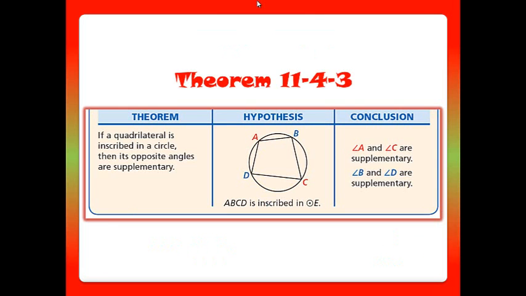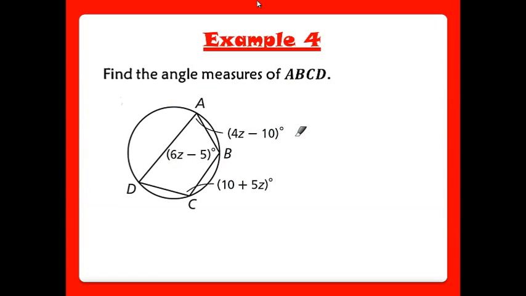The last theorem states that if we have a quadrilateral inscribed in a circle, and the quadrilateral is a four-sided polygon, the opposite angles are going to be supplementary. So angle A and angle C are opposite. Those will be supplementary. And angle D and angle B will be supplementary. In example 4, we're going to find all the measures of quadrilateral ABCD.